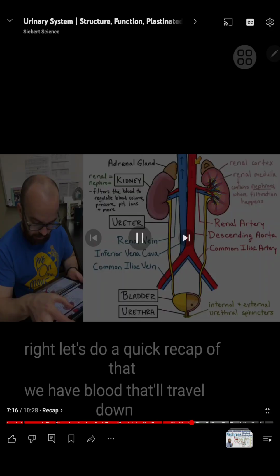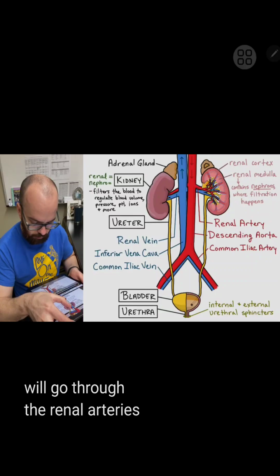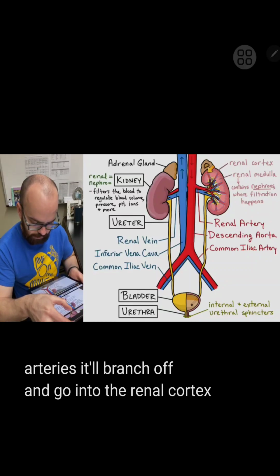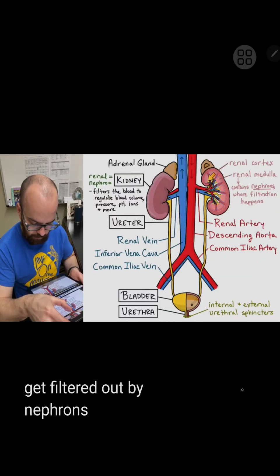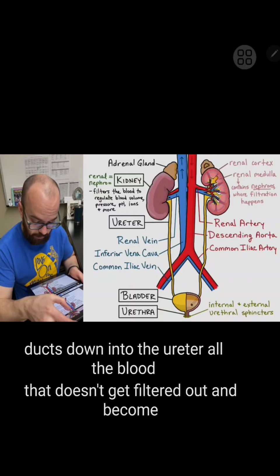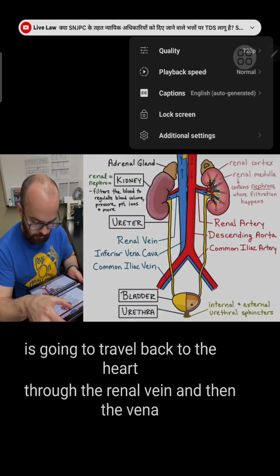All right, let's do a quick recap of that. We have blood that'll travel down the descending aorta, and some of that blood will go through the renal arteries. From the renal arteries, it'll branch off and go into the renal cortex and then to the renal medulla, where it's going to get filtered out by nephrons into these collecting ducts down into the ureter. All the blood that doesn't get filtered out and become urine is going to travel back to the heart through the renal vein and then the vena cava.